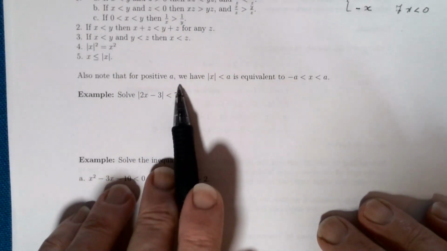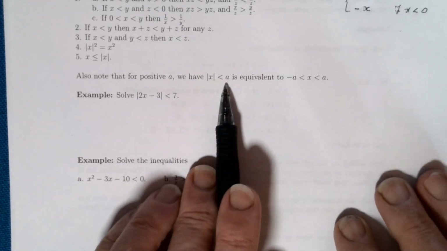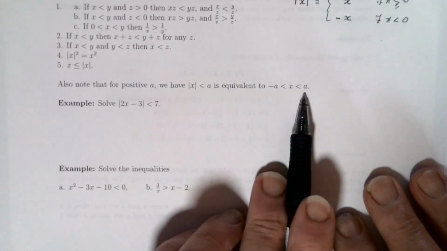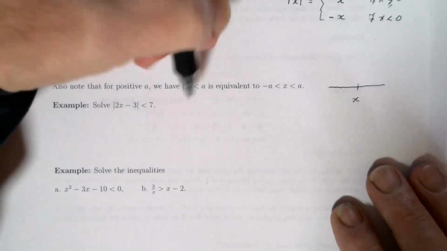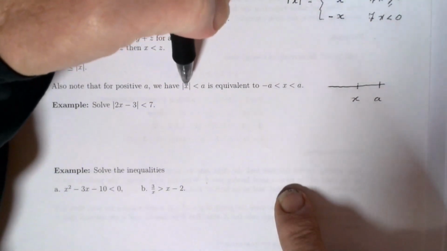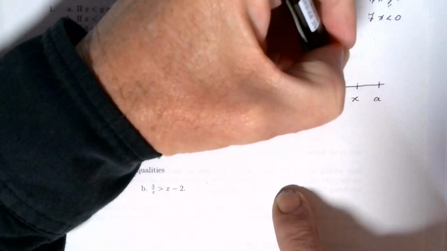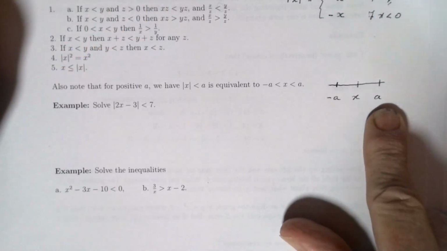Also note that if a is positive, then saying the absolute value of x is less than a is the same as saying x lies between minus a and a. And again, you might like to draw a little picture here. So here's my x, and if the absolute value of x is less than a, that means the distance between x and the origin is less than a. So that means this is the same as saying x lies between minus a and plus a.